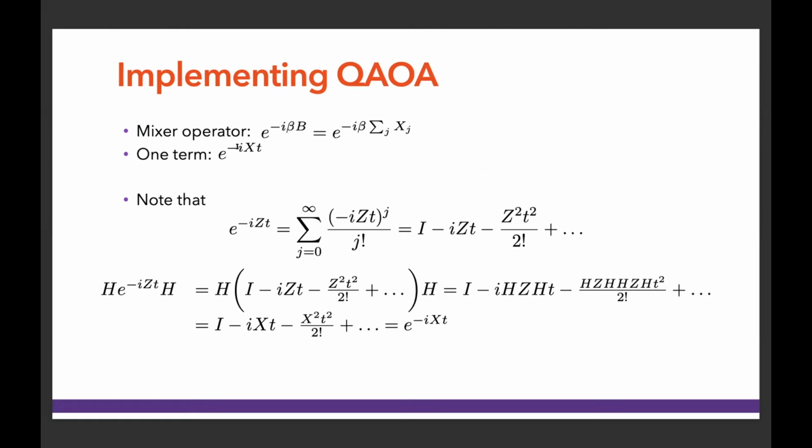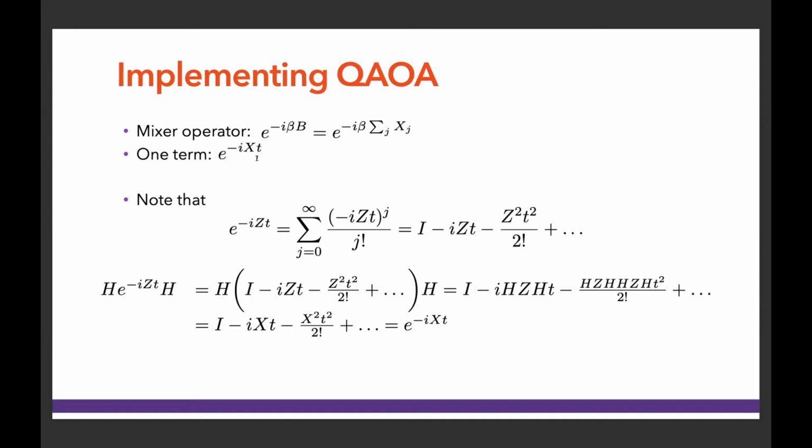So let's start with one term of the mixer, which is just exponent of minus i X t, so time evolution with Pauli X. If you do the series expansion of exponent of minus i Z t, and you jam it between two Hadamards, what you will see is that what comes out is simply the series expansion of exponent of minus i X t. And so this simple observation shows us that all we need to do is to jam the circuit for exponent of minus i Z t between two Hadamards, and it'll give us the desired circuit.